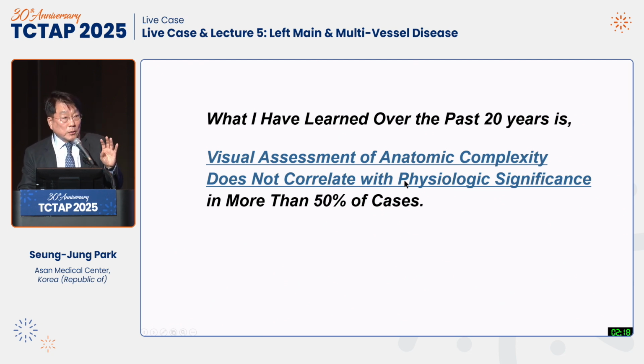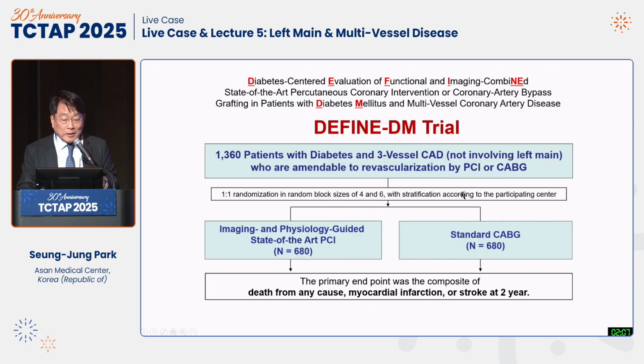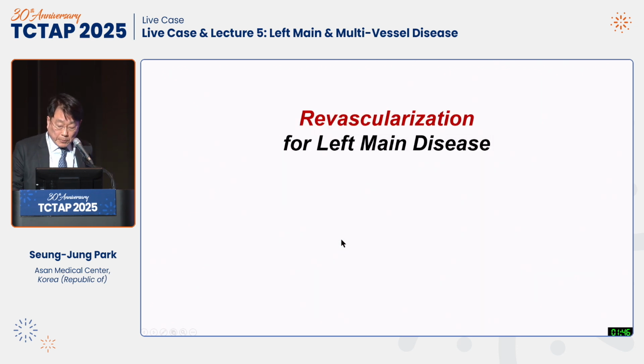Visual assessment of 50% up to 80% does not correlate with the physiologic significance. More than 50%, to believe or not believe, you cannot believe your eyes. And so we are going to start the FAME-DM study. Diabetic multivessel disease is still a big issue to get the answer. So 3-vessel diabetic patients, we compare, randomized, state-of-the-art contemporary PCI versus standard bypass surgery.